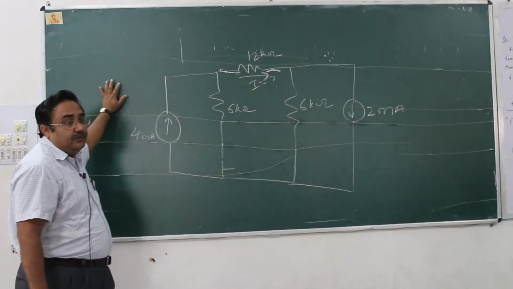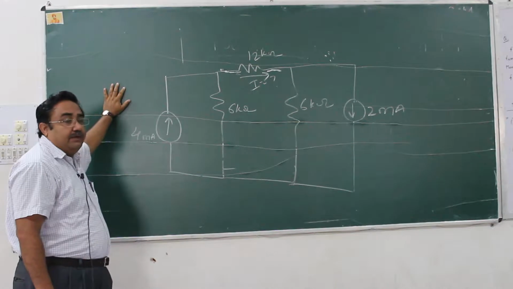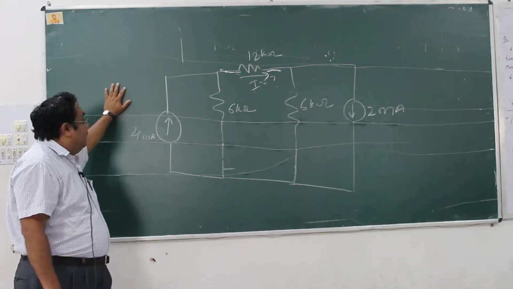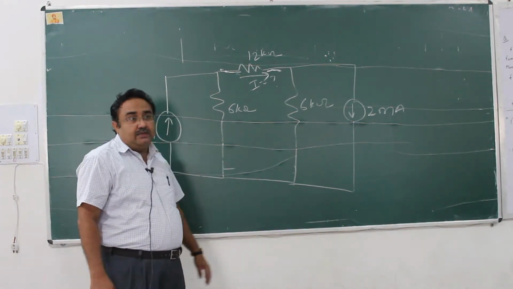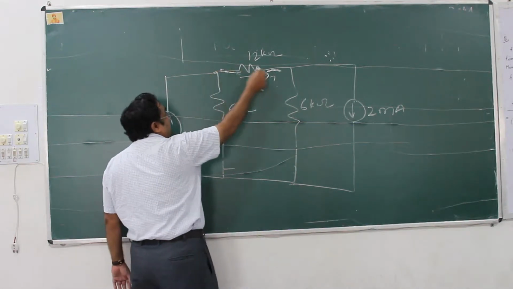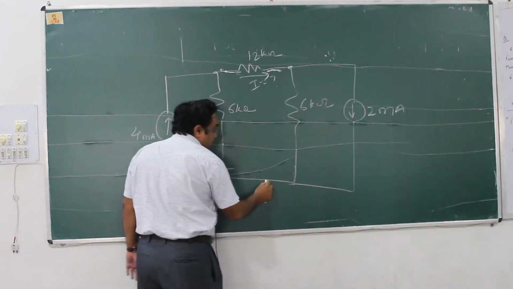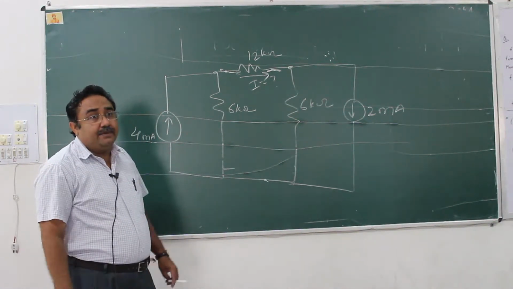The problem which you have to solve is very easy. Just for the sake of testing you, we have taken this numerical. How many nodes are there? 3 nodes. One is this much, another is this much, and another is this common node. Is it clear? What is the second step?